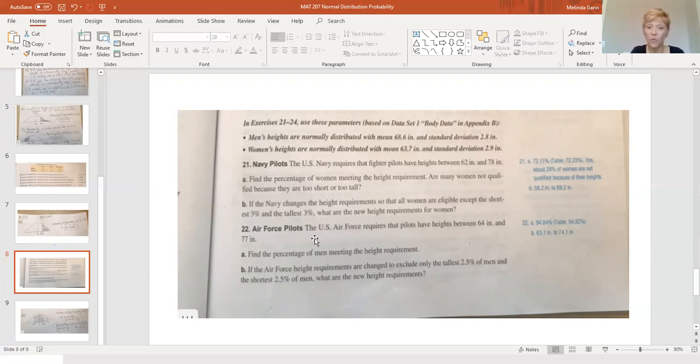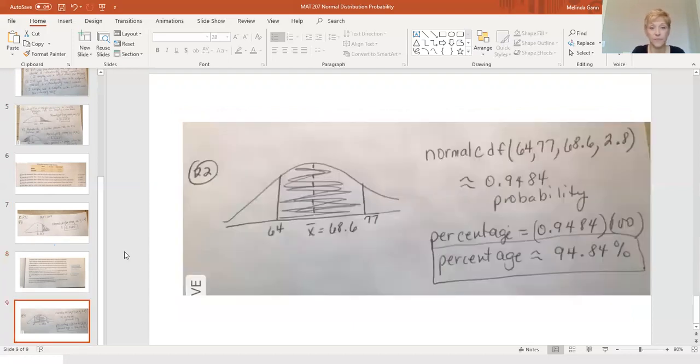So page 251 still, heights between 64 and 77. Look what I did. I drew my normal curve. Remember, what's in the dead center is the mean, so that's the mean for men in the directions. It wanted the probability they were between 64 inches and 77 inches. 64 is smaller than the mean, so it's on the left. 77 is bigger, so it's on the right. I shaded between them because it said between. So normal CDF, there's my left endpoint, my right endpoint, 68.6 is my mean, 2.8 is my standard deviation. I hit enter.